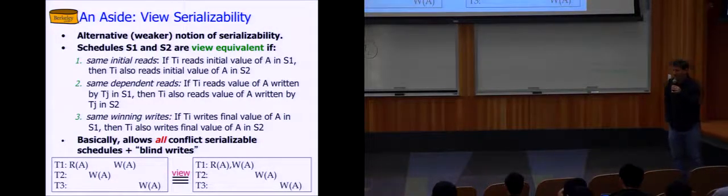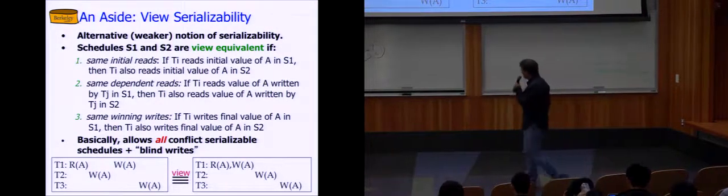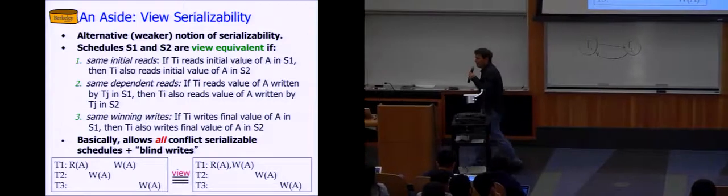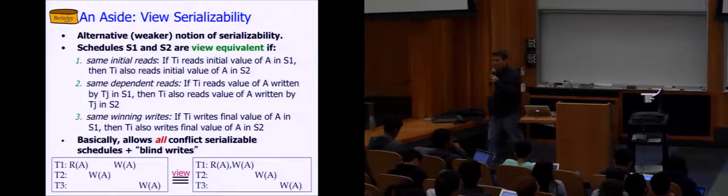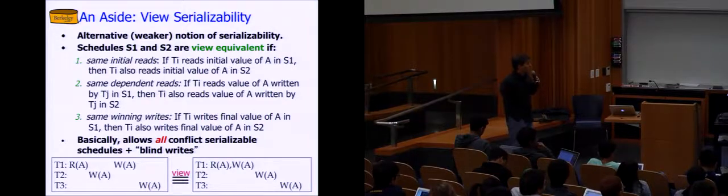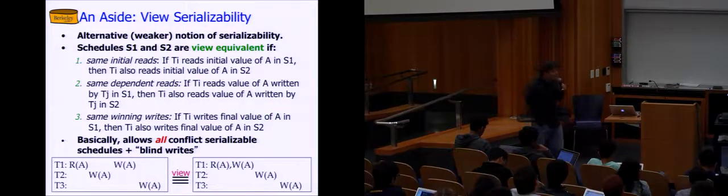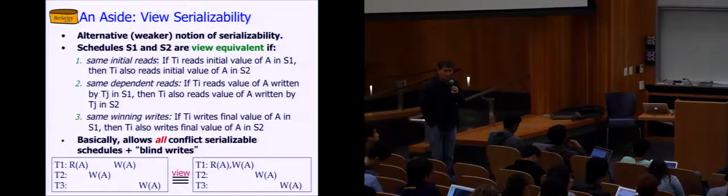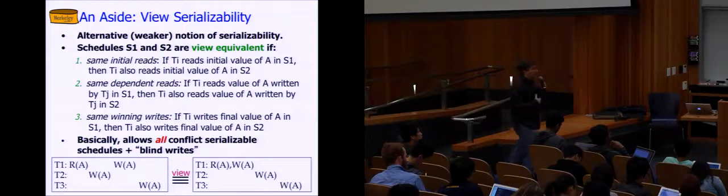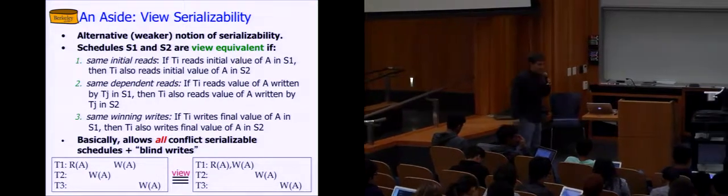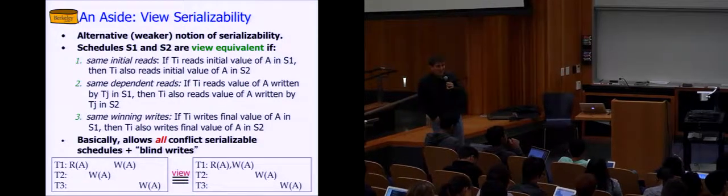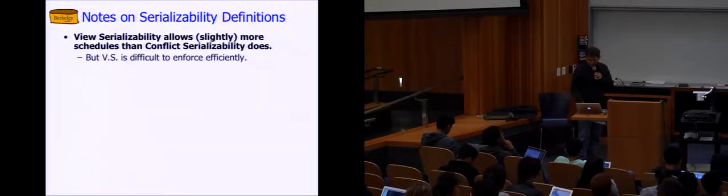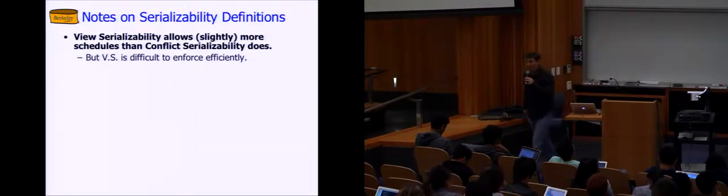Kind of weird, right? So these are called blind writes. The reason they're called blind writes is notice that both T2 and T3 write A without ever having read it. So they have no idea what's in A. They're just overwriting it. It's called a blind write. Okay? And there's actually a proof that says that the only schedules that view serializability allows that are not conflict serializable are ones with blind writes. So in essence, view serializability is a little more relaxed than conflict serializability because it allows these crazy blind writes. All right? It's a pretty natural definition, actually, view serializability. Unfortunately, it's harder to implement, so people don't do it.